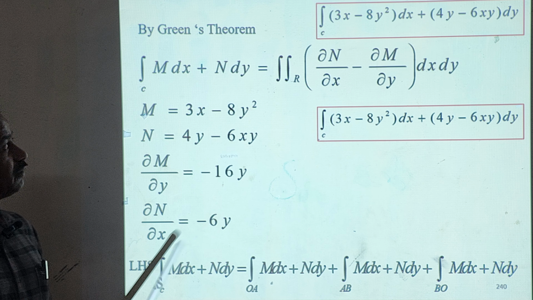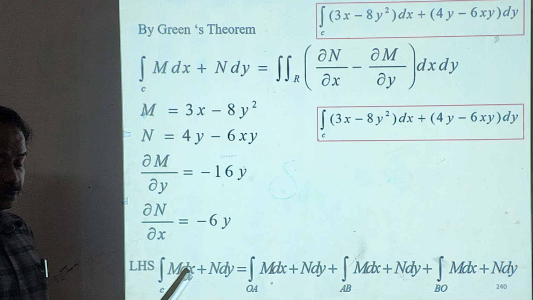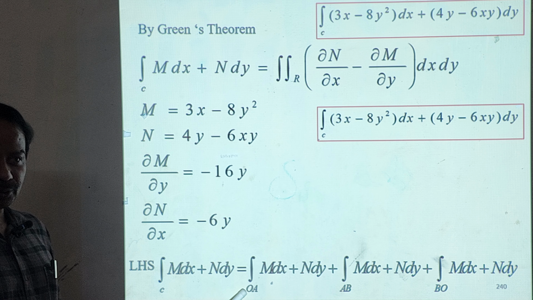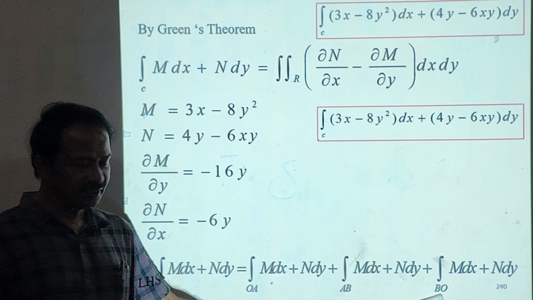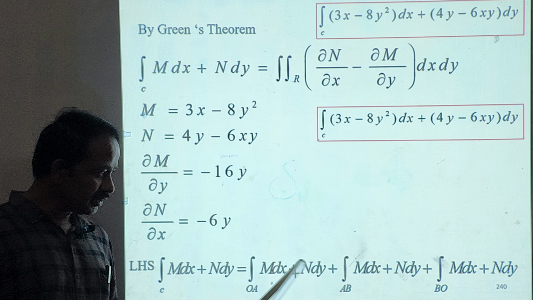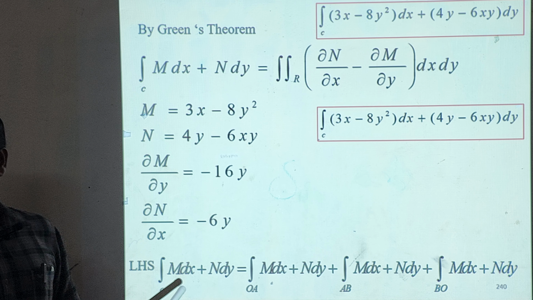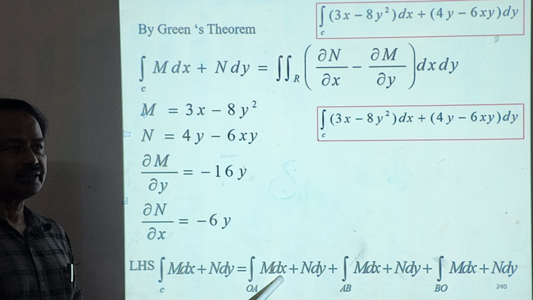So we have now the left hand side. Left hand side is a closed curve, the total closed curve, which is equal to O to A, then A to B, then B to O. So we are going to evaluate each integral, and we are going to add. So that will give us the answer for the left hand side. So first we will evaluate this.